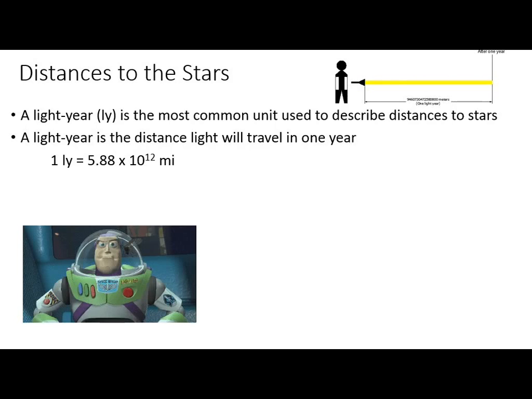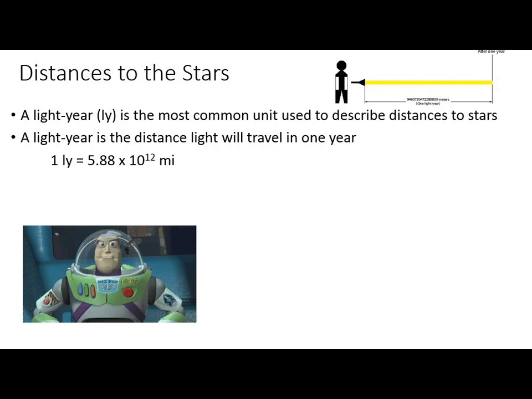So what this is saying is when you turn on a flashlight, and if that flashlight was strong enough, those photons would travel a certain speed, and that speed is, I'm drawing a blank now, but it's really fast. And how far they would travel in 1 year is the distance of 1 light year. So in terms of miles, it's about 5.88 times 10 raised to the 12th miles. So it's very far away, a light year.